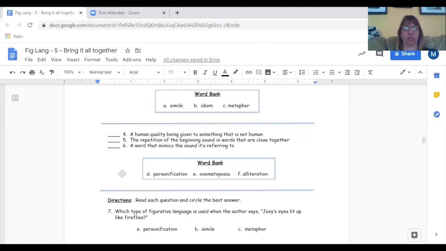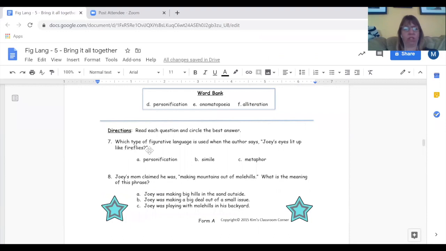All right, the repetition of the beginning sounds and words that are close together. Is that onomatopoeia or alliteration? Alliteration, right. The wind whooshes. And then, of course, lastly, a word that mimics the sound it's referring to is an onomatopoeia, which is like a bang, pop. All right.